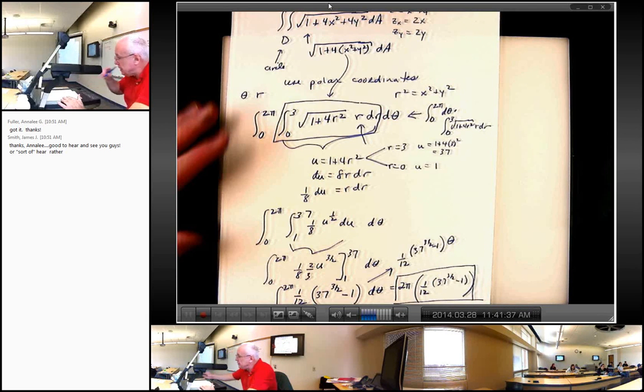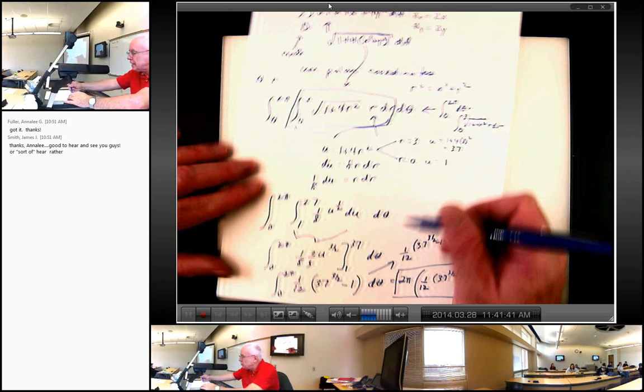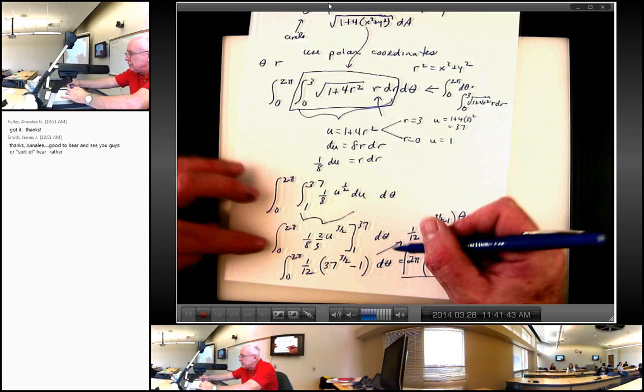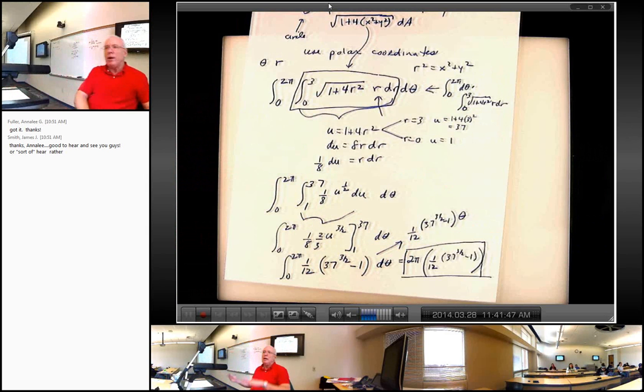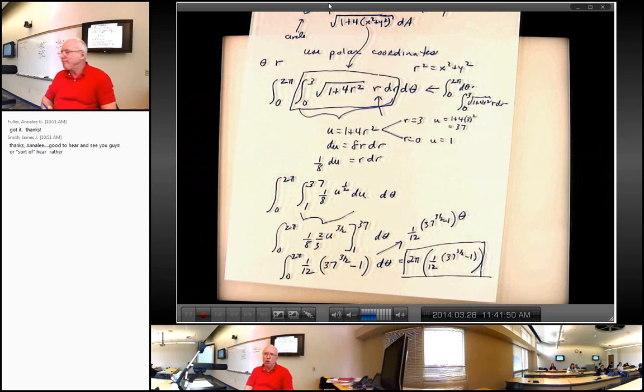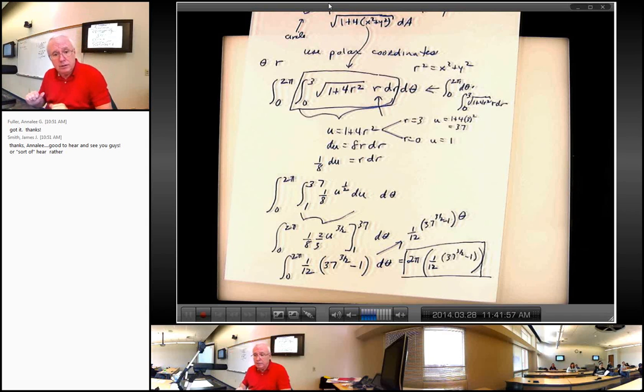This actually simplifies the process, because otherwise I had to keep carrying down 0 to 2 pi, 0 to 2 pi, 0 to 2 pi. That way I'm finished with it early on. Okay, so that's surface area using that formula, and that's all we need on 15.6.